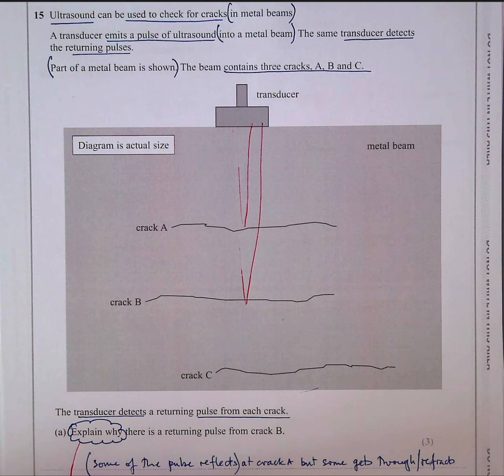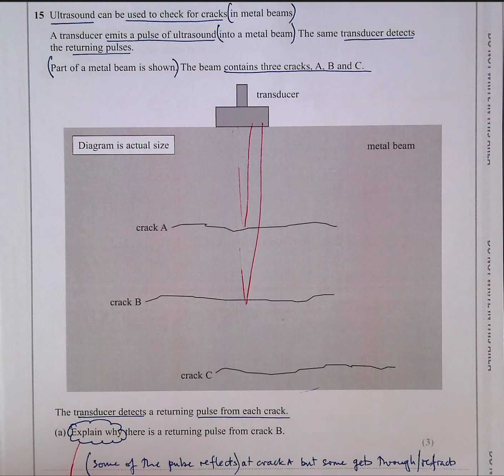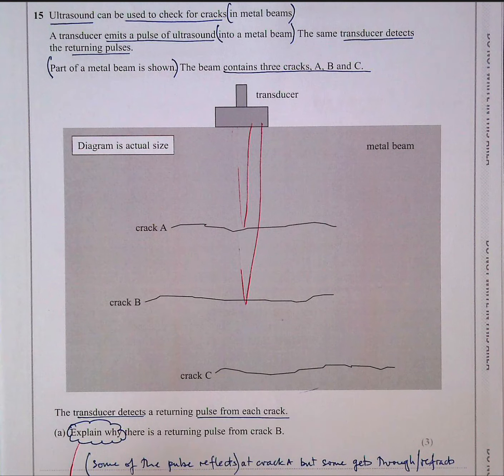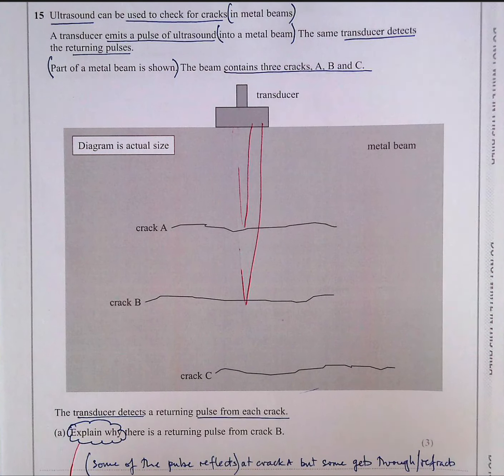Explain why it happens: because the density of the crack will differ from the metal, and that's what it detects. That difference in density, or the change in the structure of the metal beam, is what it's actually detecting. So for the density you could say the crack is a different material, or a different medium for the sound to travel through.